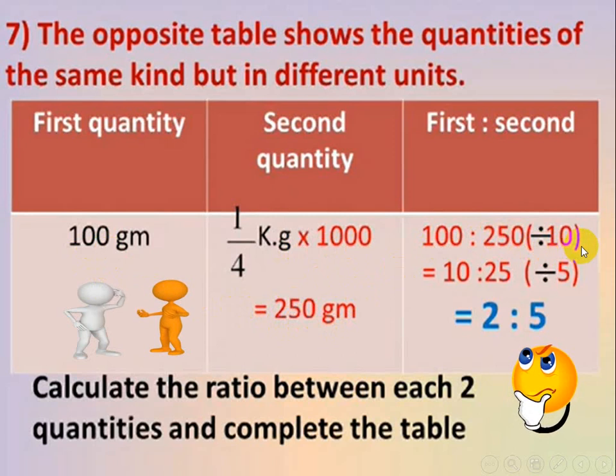100 and 250 are divisible by 10. 100 divided by 10 equals 10. 250 divided by 10 equals 25. 10 and 25 are divisible by 5. 10 divided by 5 equals 2. 25 divided by 5 equals 5. The ratio in the simplest form will be 2 to 5.